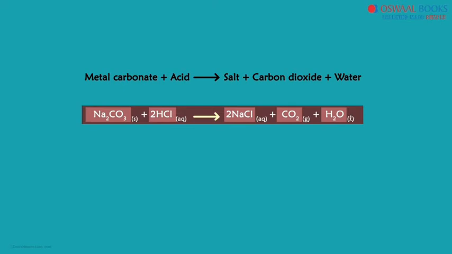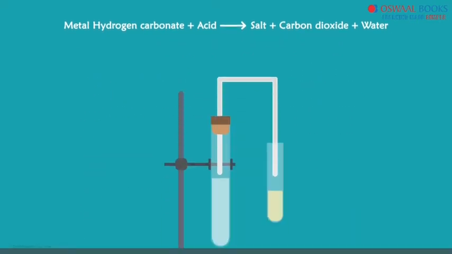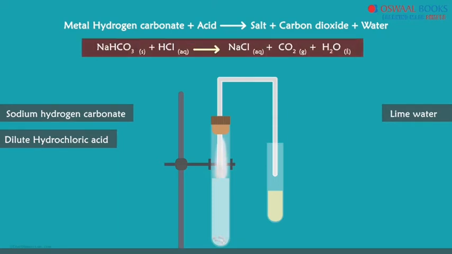And the reaction of acids with metal hydrogen carbonates is also the same. So in place of sodium carbonate, if we had sodium hydrogen carbonate, the reaction would have looked like this: salt, carbon dioxide and water. Why did we have the other test tube with lime water?